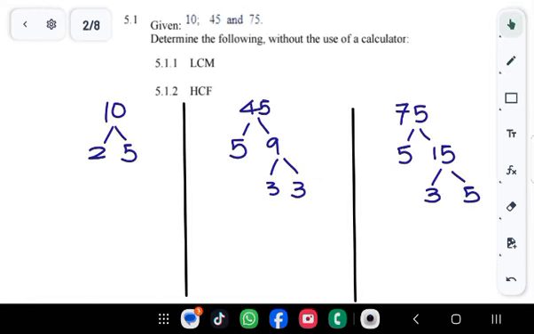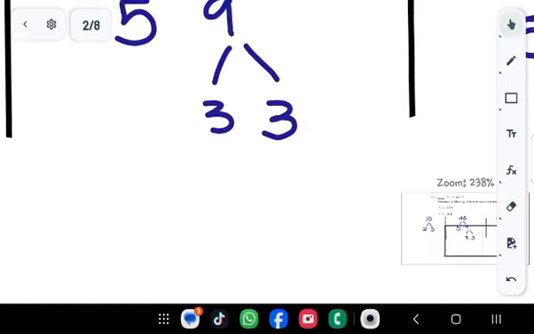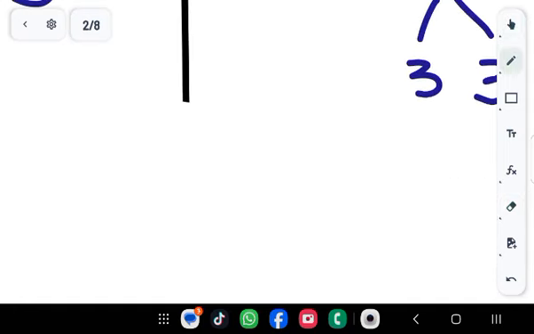So now we'll line them factors up. So let's line them up. I'm gonna start with the 10 one, then the 45, and then the 75. So the 10 is 2 times 5.